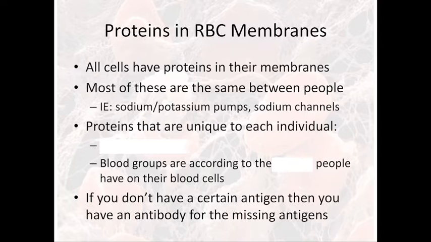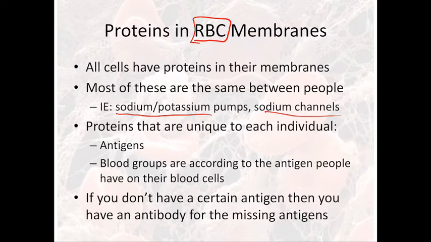All right, so one thing to know, and we're going to jump into the blood typing first. All of our cells have proteins sticking out of the cell membranes. The proteins on the red blood cells, or RBCs, are specialized proteins. There's many of the proteins that everybody has, the same proteins on the red blood cells, like sodium potassium pump, sodium channels, things we've talked about. But then there's some that are unique to each individual, and we call these antigens.